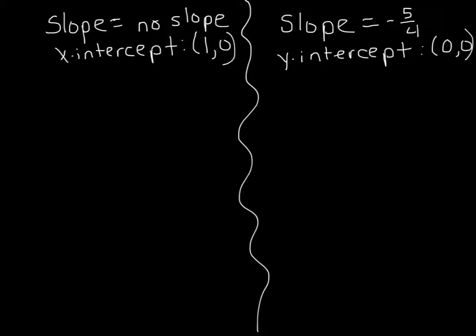Okay, and remember, anytime we have no slope or undefined, that means we have a vertical line. And it means our equation is always x equals. This time you have the x-intercept. You look at it to see what x equals, and it equals 1.